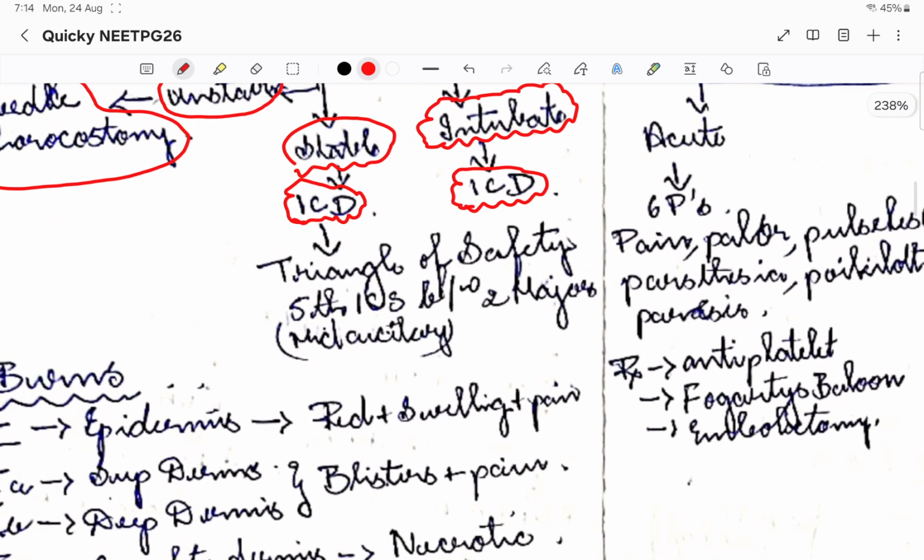The triangle of safety is where we do the ICD, right? It is between the fifth intercostal space and two major muscles, latissimus dorsi and pectoralis major. In the axilla region, latissimus dorsi is behind and pectoralis major is in front, with the fifth intercostal space below. That is the triangle that forms, and here we usually do the ICD drainage, in the mid axillary line.